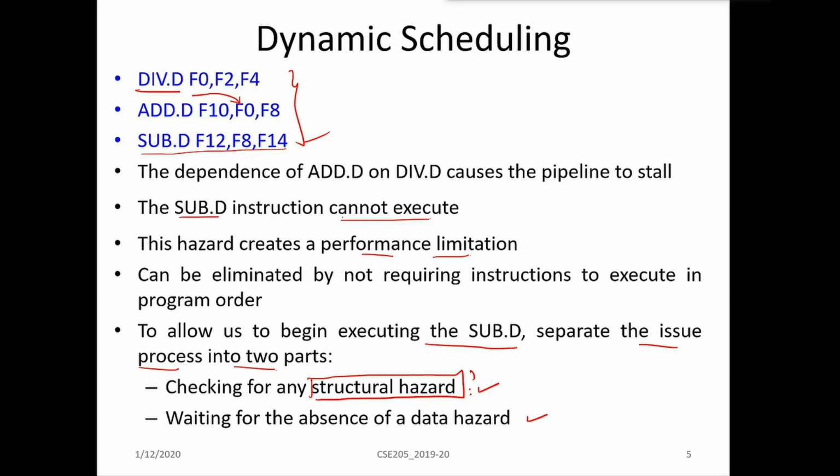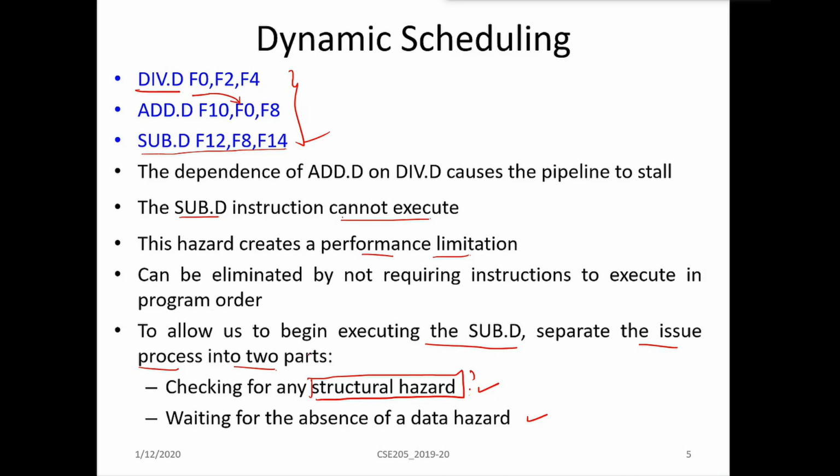With the example I explained now, what it is checking: I need the sub instruction to be executed. For that, the issue process has to be divided into two parts. First, we need to check for any structural hazards. Here, what is a structural hazard?